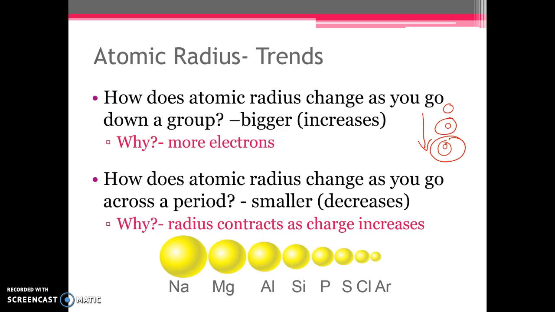As you go across the periodic table from left to right, the size is going to decrease. Why? Because the radius contracts as the charge increases. If sodium has 11 protons in its nucleus, magnesium 12, aluminum 13, and so on, these protons in the nucleus are attracted to those electrons on the outside. The more protons I have in the nucleus, the stronger the pull is in towards the center.